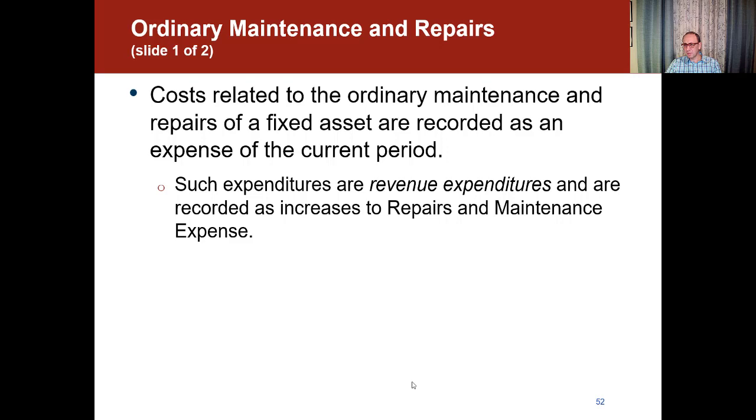And I know the name might be confusing, like why we call it revenue expenditure. Why didn't we call it expense expenditure? I think it's just a term that ties the expenditure to what it generates in revenue. So we have this expenditure because it helps us generate the revenue. So this kind of expenditure or spending, we call it revenue expenditure. Unlike the other one, we call it capital expenditure. But ordinary maintenance and repairs are considered to be revenue expenditures.